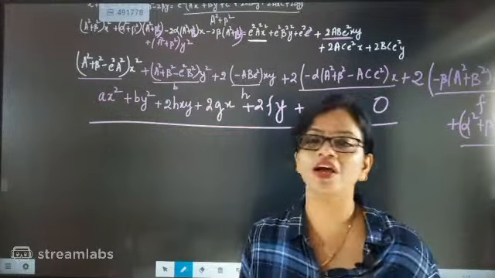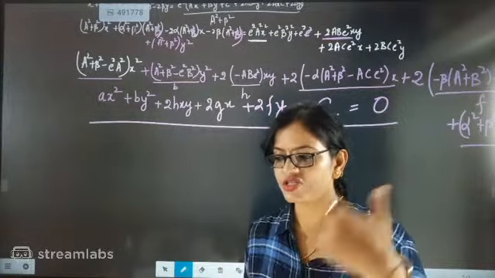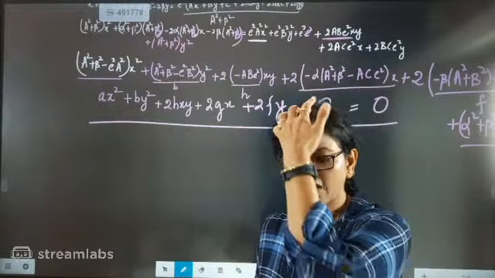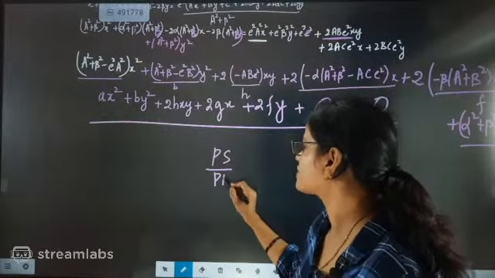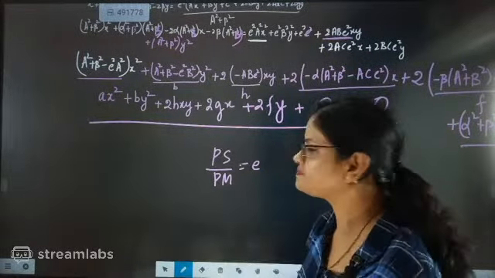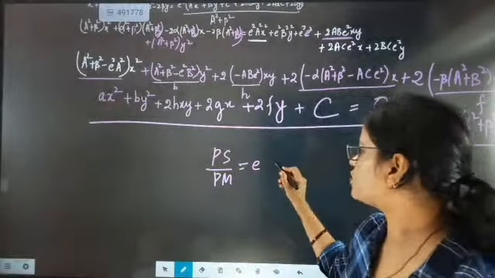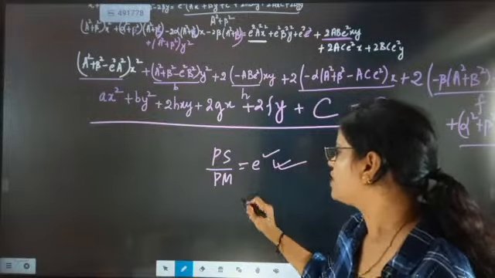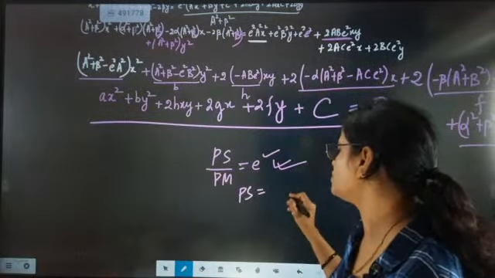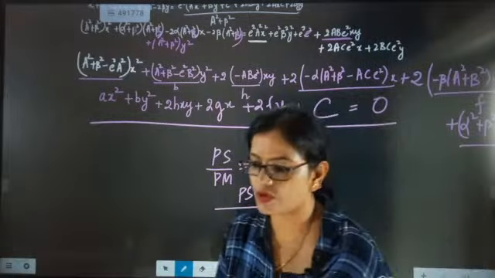For a parabola, we have to check that eccentricity has to be 1. So once the eccentricity is 1, PS by PM is equal to e. But since we are talking about the parabola, e becomes 1, so PS will be equal to PM for the parabola.